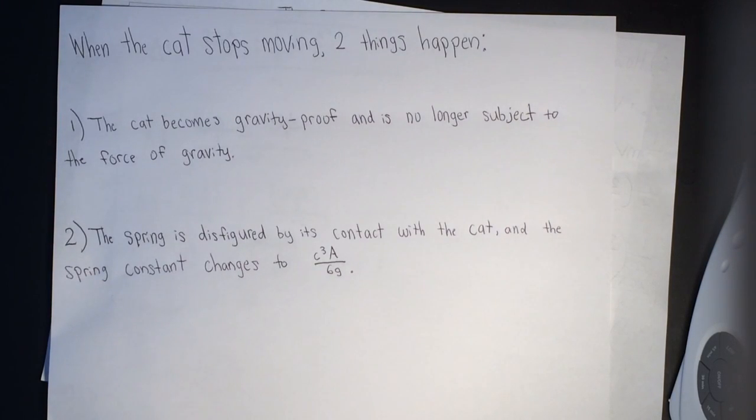Alright, and then the prompt gives you something else. It says, when the cat stops moving, two things happen. One, the cat becomes gravity-proof and is no longer subject to the force of gravity. You'll probably never see that on the AP test because that can't actually happen in real life, so it might be kind of confusing. And two, the spring is disfigured by its contact with the cat, and the spring constant changes to c cubed a over 6g. So this spring constant was c originally, and now it's some expression in terms of c, a, and g.